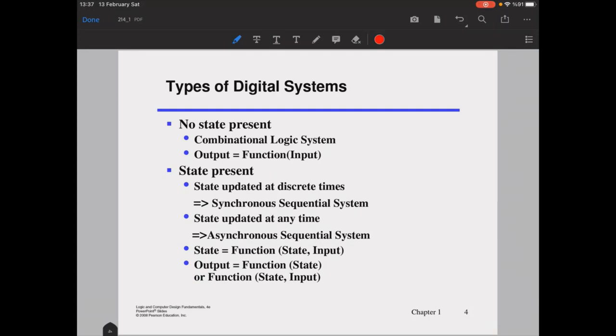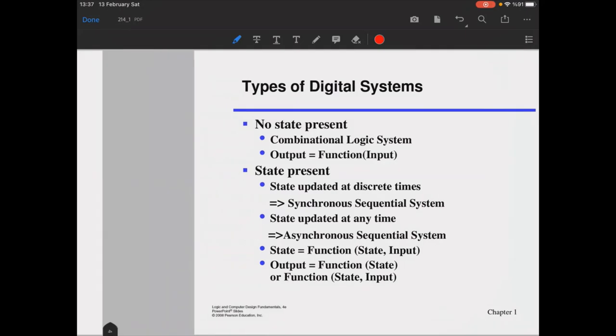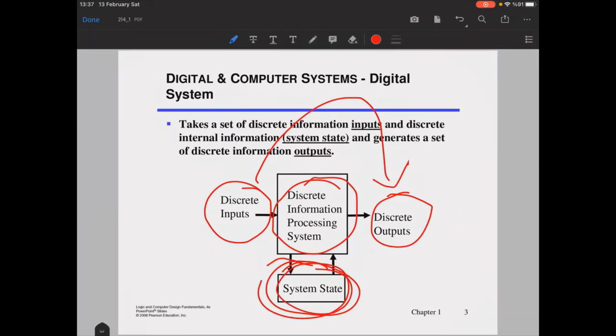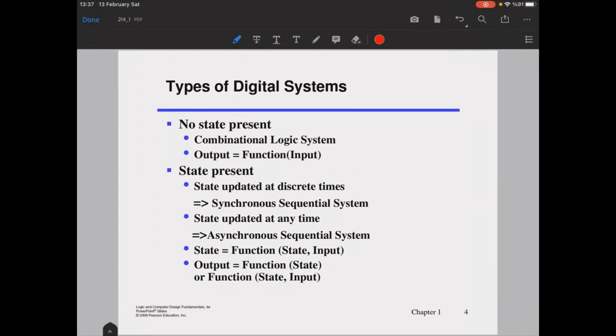We briefly have two types of digital systems. If you don't have a system state, it is called a combinational logic system. We will discuss these first, where your output is a direct function of your input. But if you have state, those states can either be updated at discrete times, at a given time period, so this is called a synchronous sequential system, or your state can be updated at any time, so it doesn't depend on any discrete time intervals. So it is called an asynchronous sequential system.